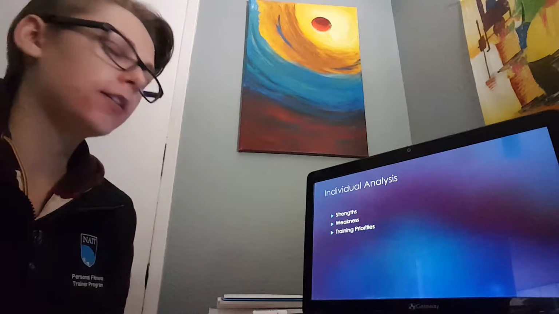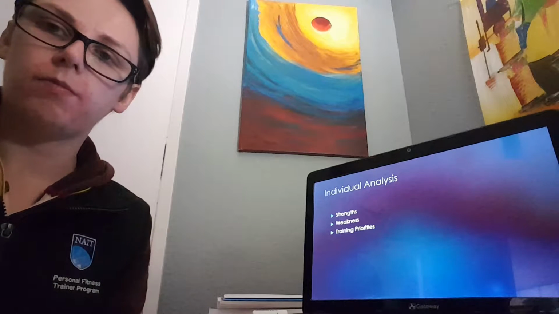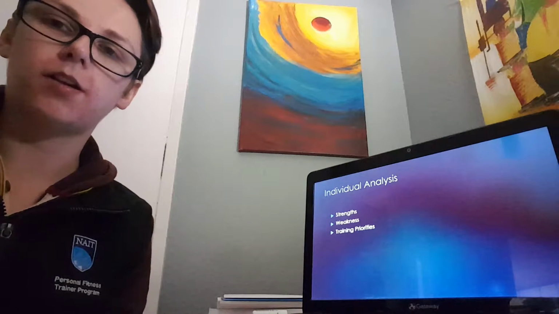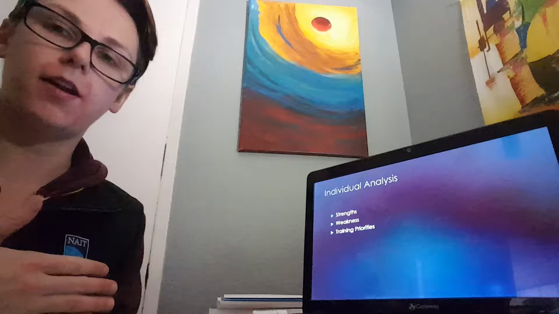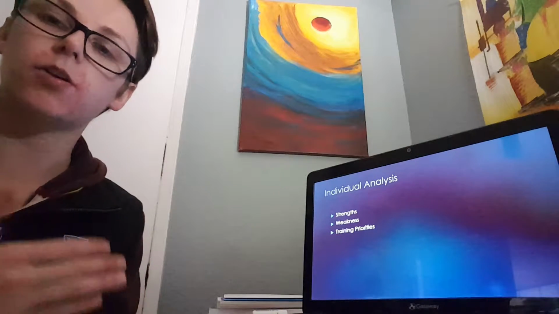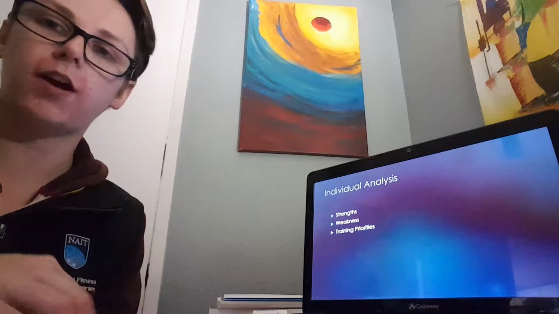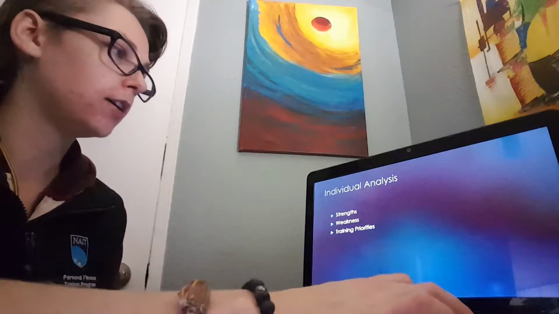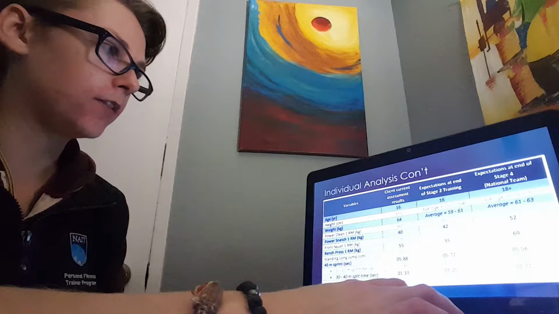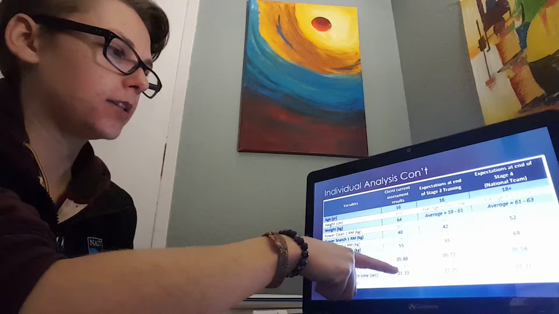So our individual analysis. This is where we looked at the chart that was given to us in our case study, and we compared to find out what our client's strengths and weaknesses are, and then based that off of our task analysis to find out what our training priorities are going to be. So here's the chart that I was given. Here are our client's assessments.